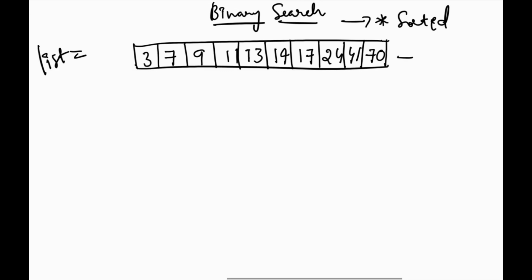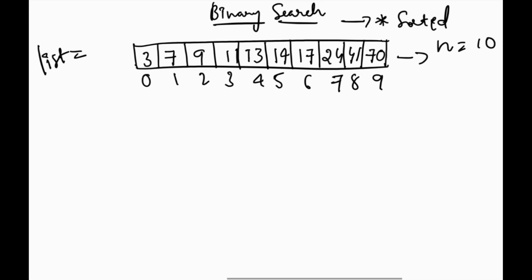So this is a sorted list. Let us take the index positions of each element of this list: 0, 1, 2, 3, 4, 5, 6, and so on, which is having the length n. Here n is equal to 10.